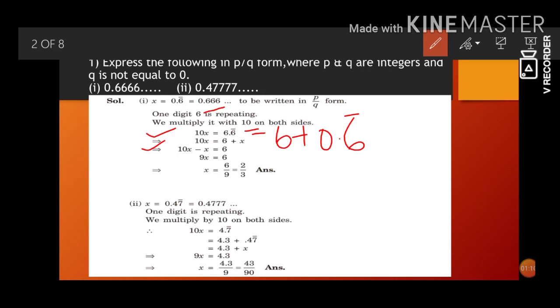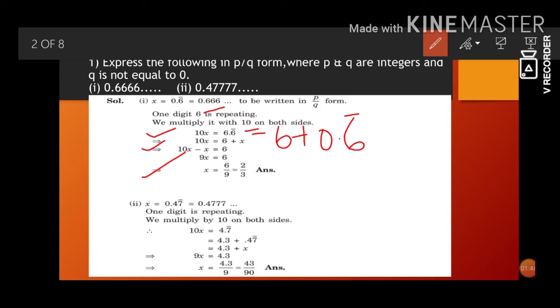Now we will transpose x to the other side, so we will get 10x minus x is equals to 6, which implies 9x is equals to 6. Making x the subject, we will get x is equals to 6 by 9, that is 2 by 3. So 2 by 3 is in the P by Q form and 3 is not equals to 0, so our Q is not equals to 0. Now subpart 2, where x is equals to 0.47 bar.